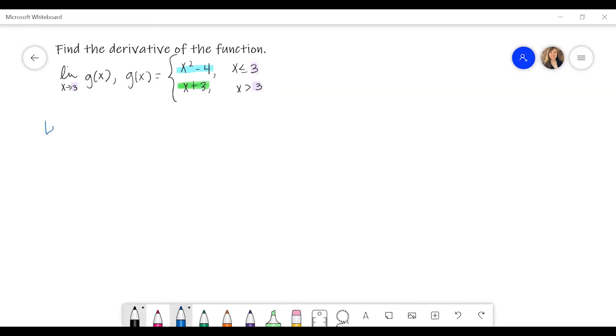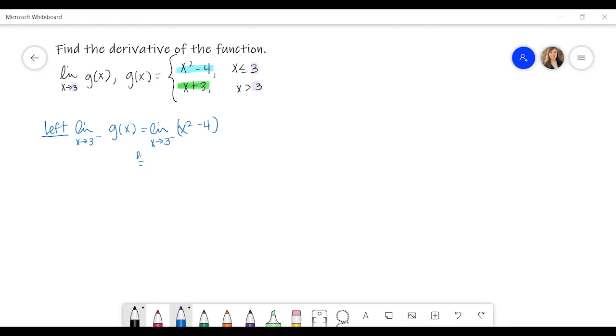So let's look at the left. That's the limit as x approaches 3 from the left of g of x, which for us, the left-hand function is x squared minus 4. So this will be a closed dot when we look at it. Again, it doesn't solidify the limit overall, maybe the left or the right on its own.